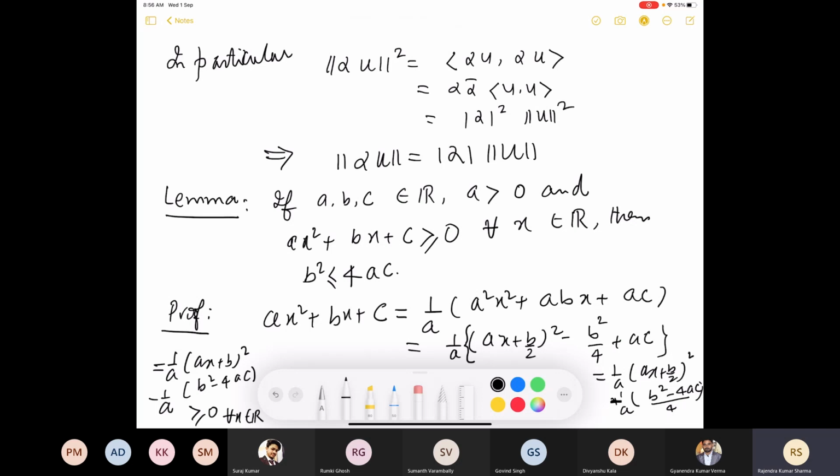So in particular, when x is minus b by 2a, so when you take x as minus b by 2a, in that case this will be 0, and this is still non-negative. That means this b square minus 4ac should be.